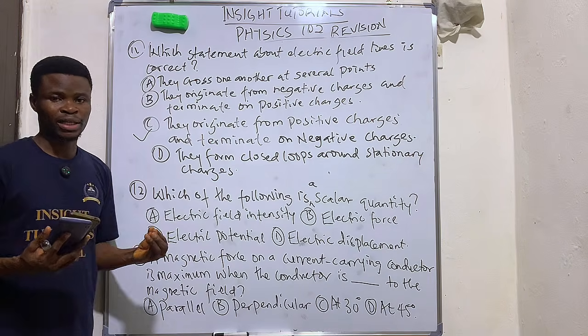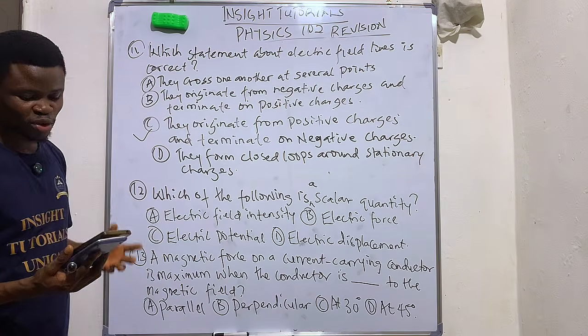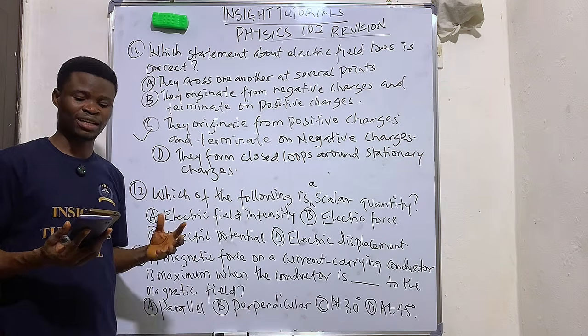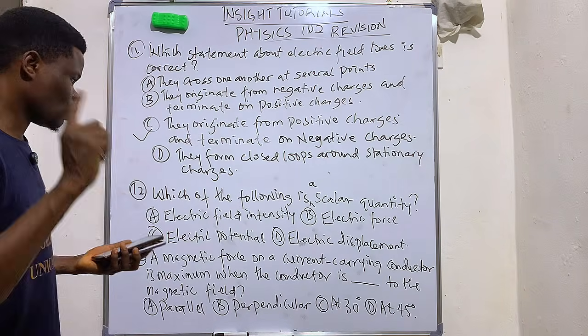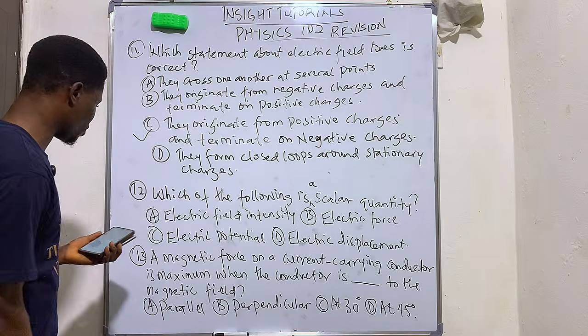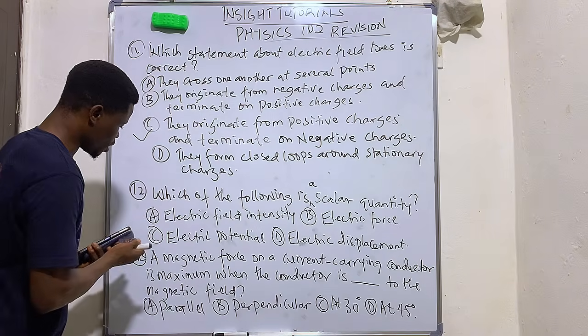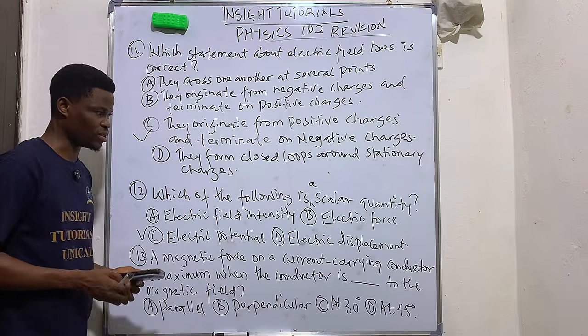Potential. From the word potential, it's more like energy at rest. If we are to define electric potential, it's actually the work done per unit charge in bringing one positive test charge from infinity to its rest point. So option C is the one that is proved as a scalar quantity.